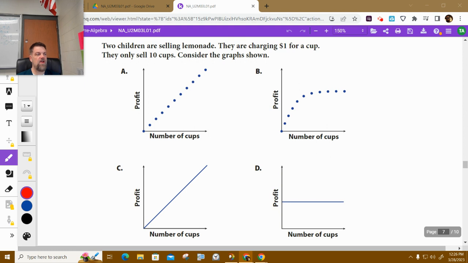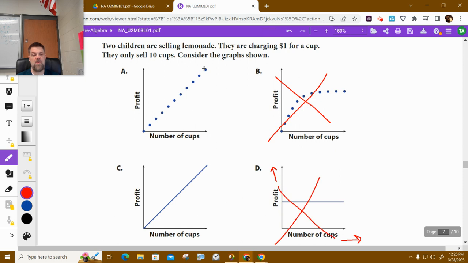Why do you think it's A? That's the correct answer, but I'm curious, why do you think that it's A? Because they're charging $1 a cup, and every time it's charged, it goes up. Yeah. And so essentially, it's not B because it's going to be the same amount. It's a constant rate of change, so it should be a straight line. Now, it's not D because the profit never changes no matter how many cups they sell. So as we go to the right, that's more cups, we should have more profit. It should go up. So it's not this one. So it's either C or A.